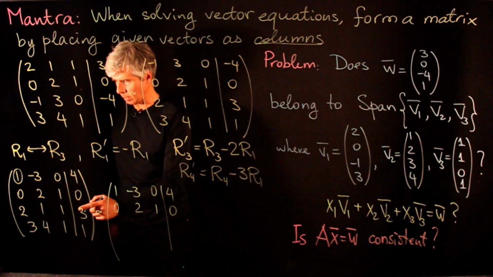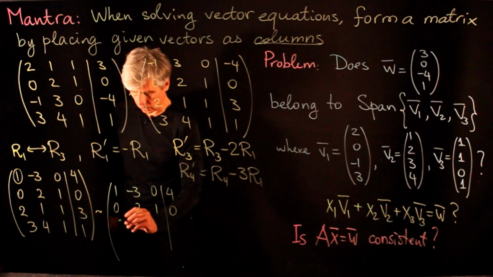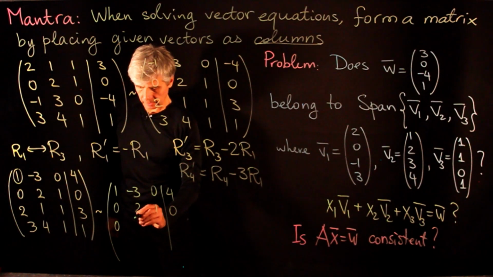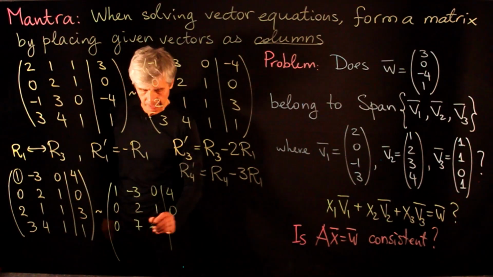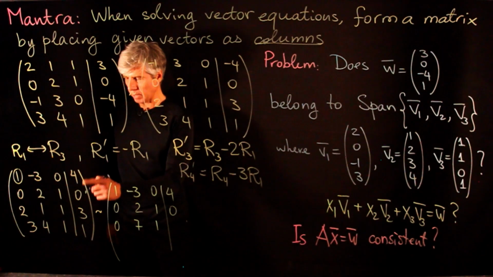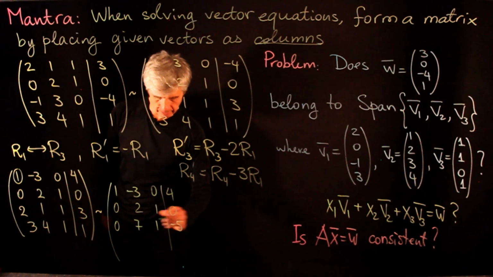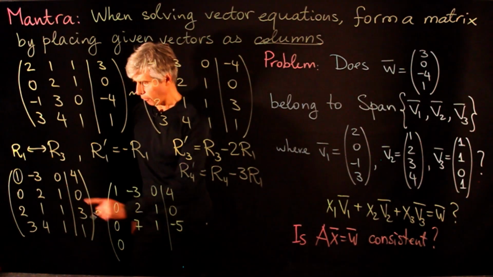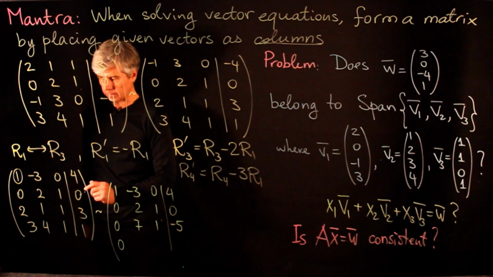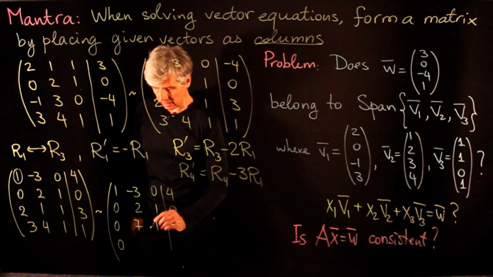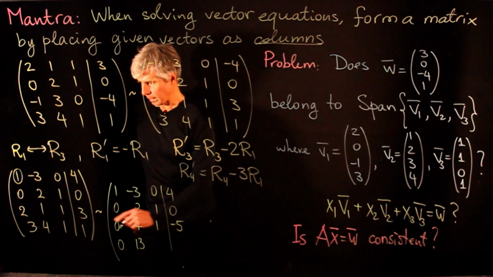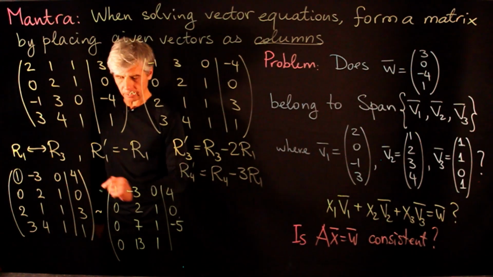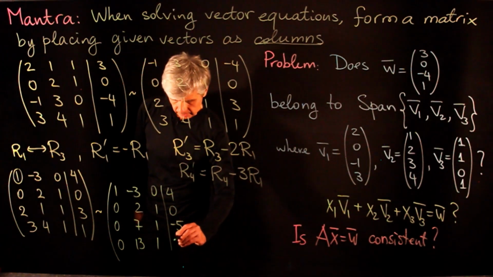Then in the third row, we get 2 minus 2, that's 0. 1 minus -6, that's 7. Then 1 minus 0, that's 1. 3 minus 8, that's -5. And in the last row, we have 3 minus 3, that's 0. 4 minus -9. So that's 4 plus 9, that's 13. And 1 minus 0 is 1. And 1 minus 12 is -11.